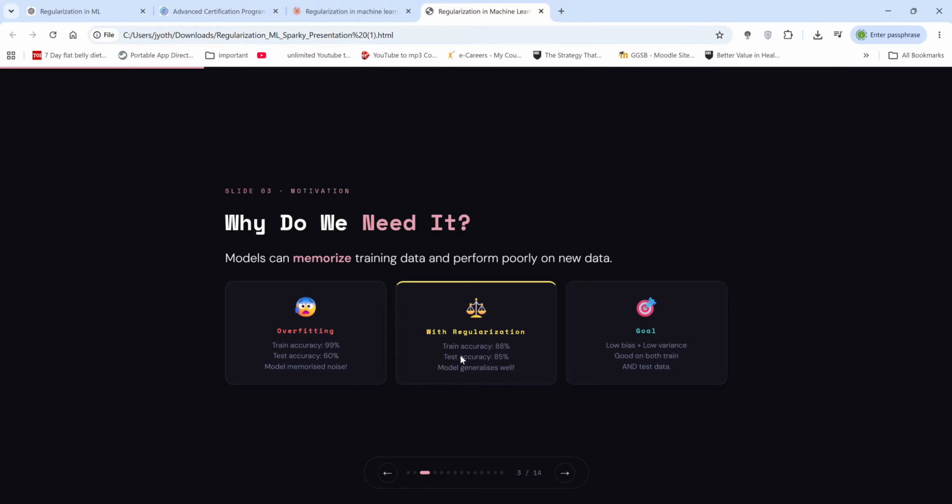We don't know, and that's why that condition is called multicollinearity, where it helps to remove the multicollinearity using regularization. And the third one we use regularization for is feature selection. Now, what do you mean by feature selection?